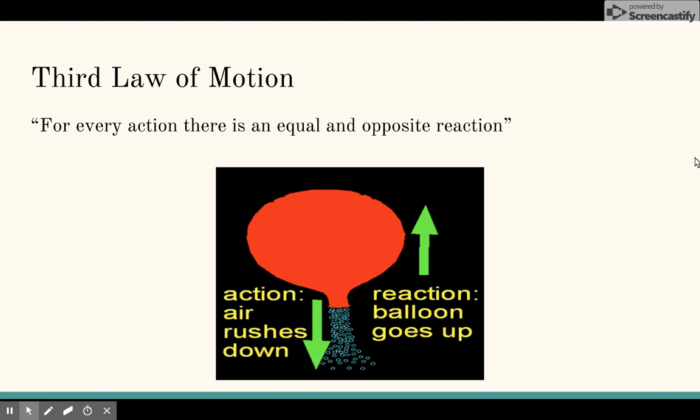The third law states for every action there is an equal and opposite reaction. A balloon is a great example of the third law. When you blow a balloon up and forget to tie it shut, what happens? Yep, it starts blowing all over the room. So in this case, the action is the air rushing out of the balloon, while the equal reaction is the balloon flying all up and around the room.